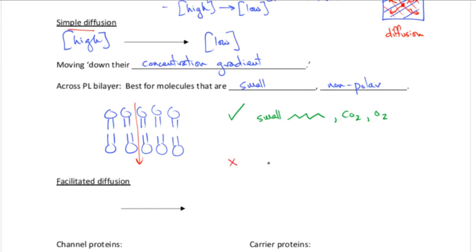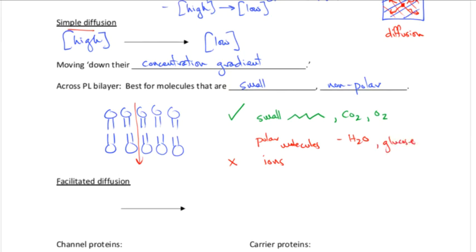Things that go through poorly include ions, because ions are charged and they're not going to be able to diffuse or dissolve in the interior, the hydrophobic interior of the cell membrane. Polar molecules as well are less able to get through. Better than ions, but not as good as these. So things like water, which is polar, and glucose.